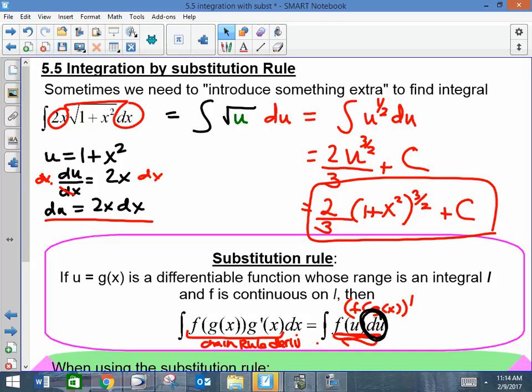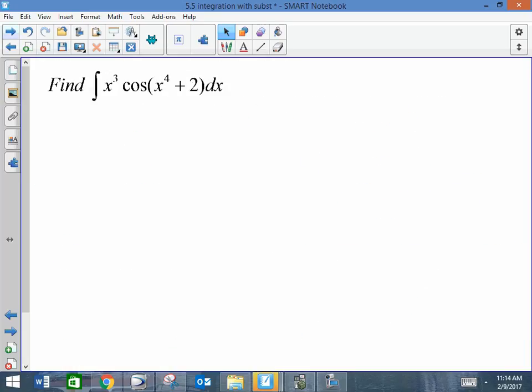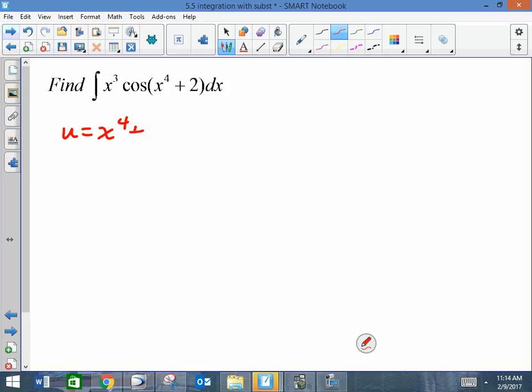But usually that innermost piece of the composite works. Usually. Okay, what do you want to do with this one? Okay, so we'll let u be x to the 4th plus 2. Du dx is 4x to the 3rd. We have the x to the 3rd. What's du?